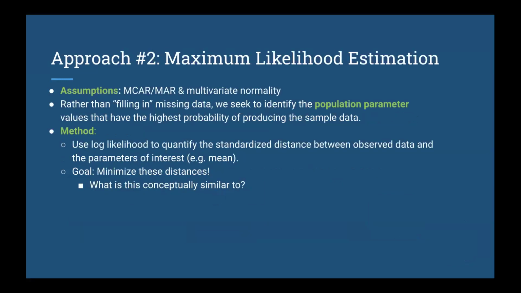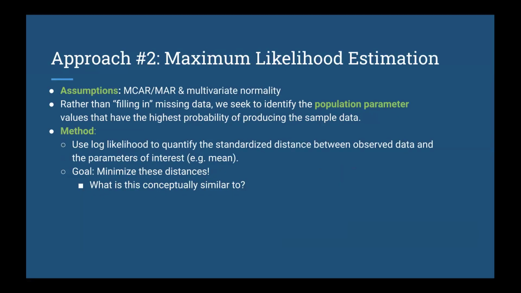Approach number 2 is maximum likelihood estimation. This also assumes MCAR and MAR, as well as multivariate normality. And rather than filling in the missing data here, we're seeking to identify the population parameters that gave rise to our data. So, what produced the sample that we're working with.